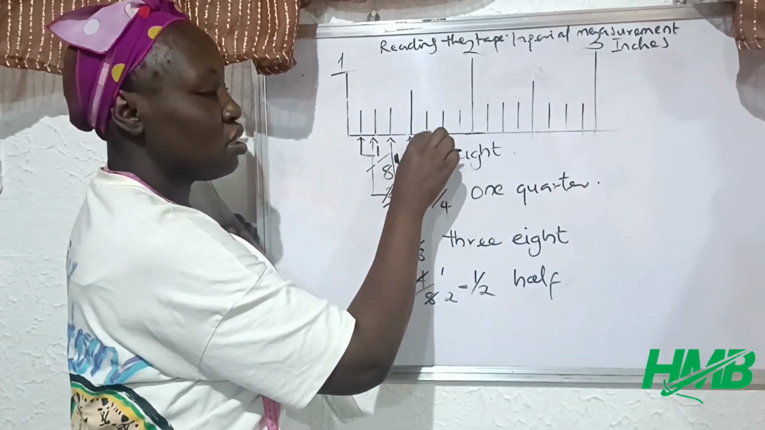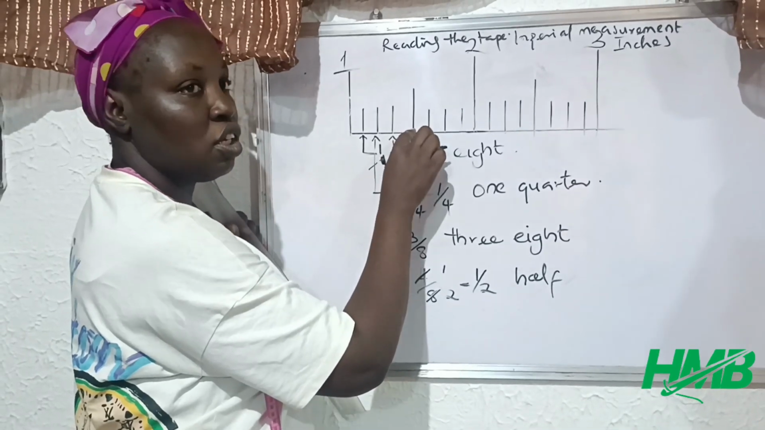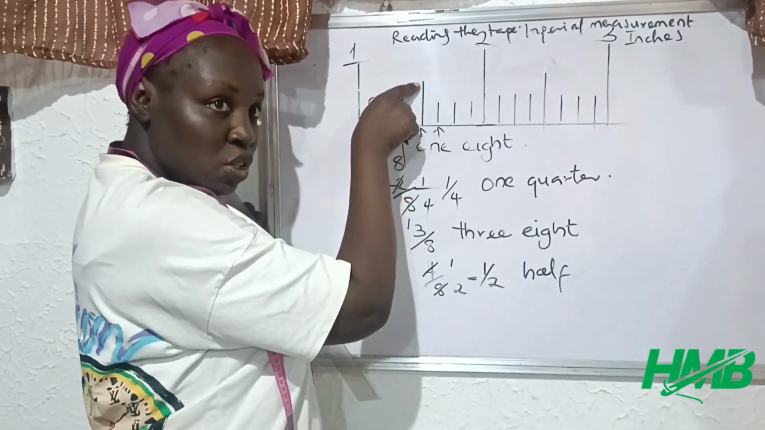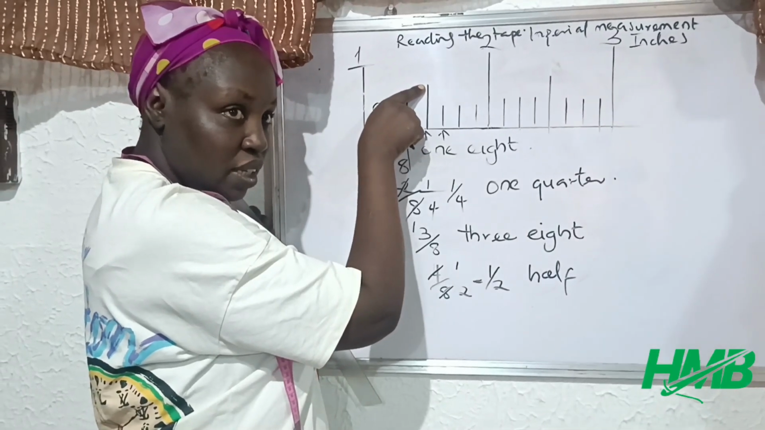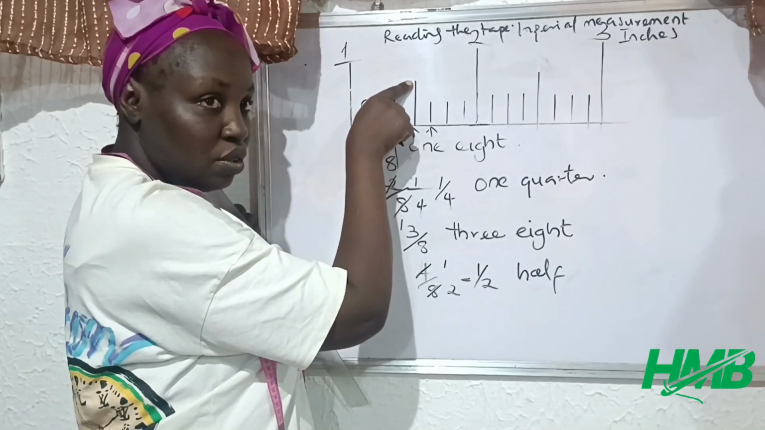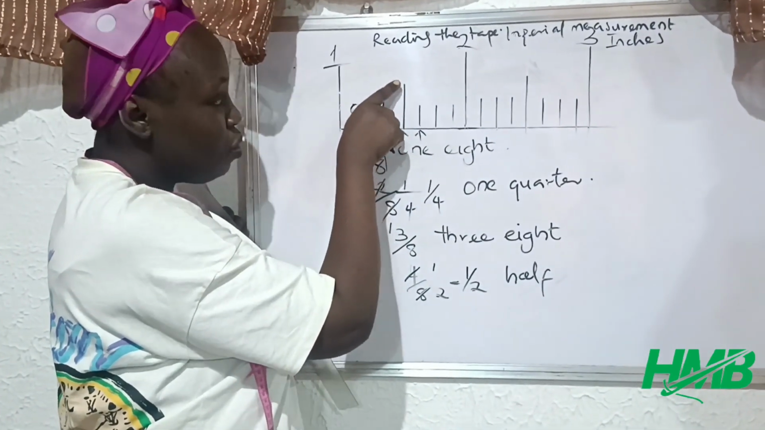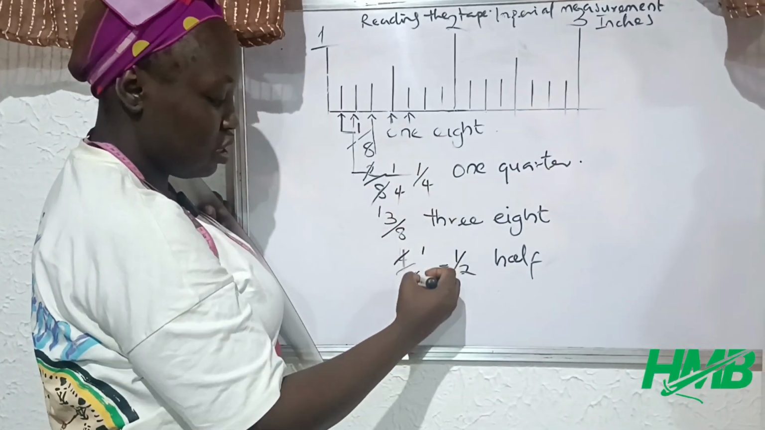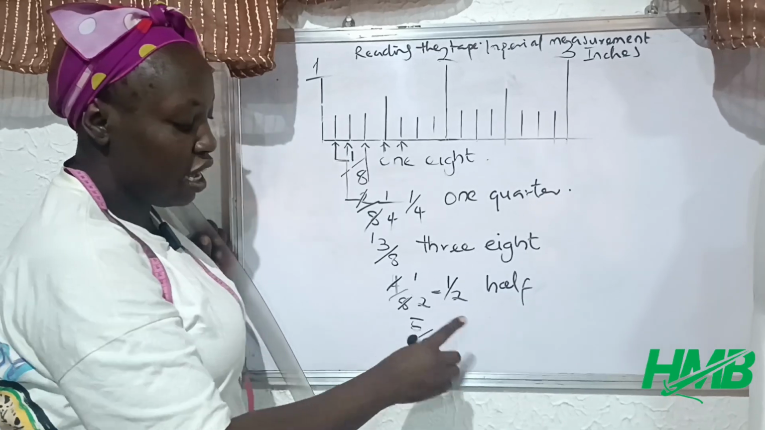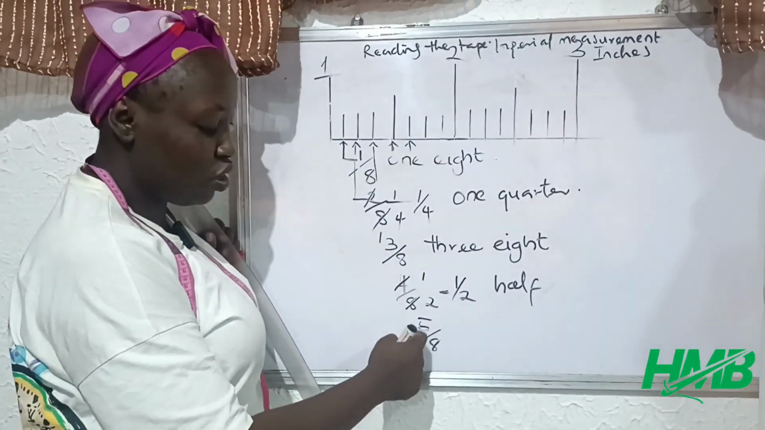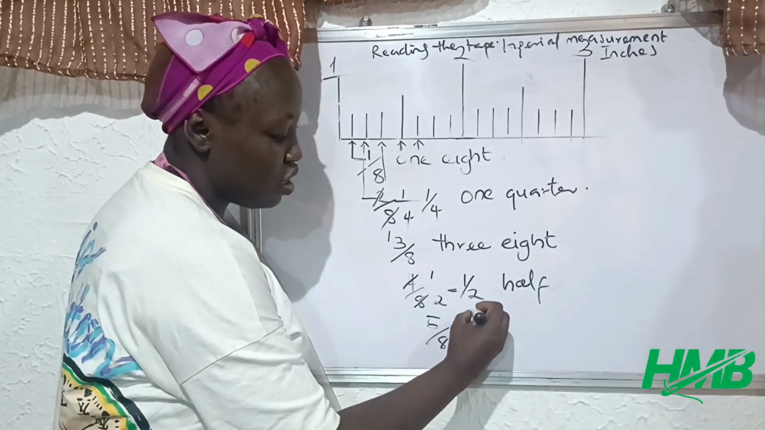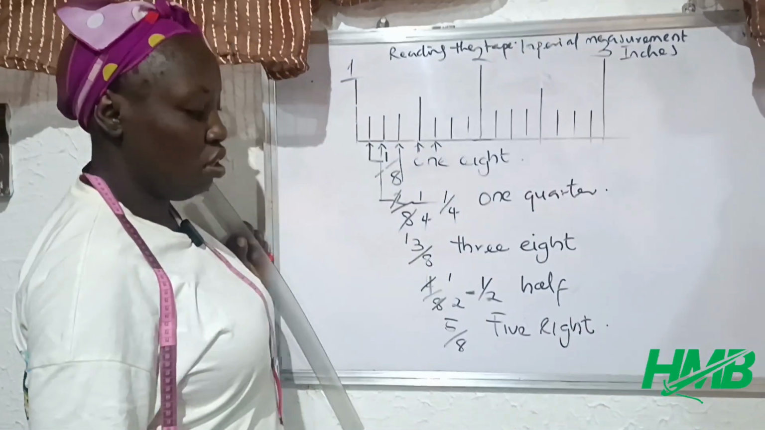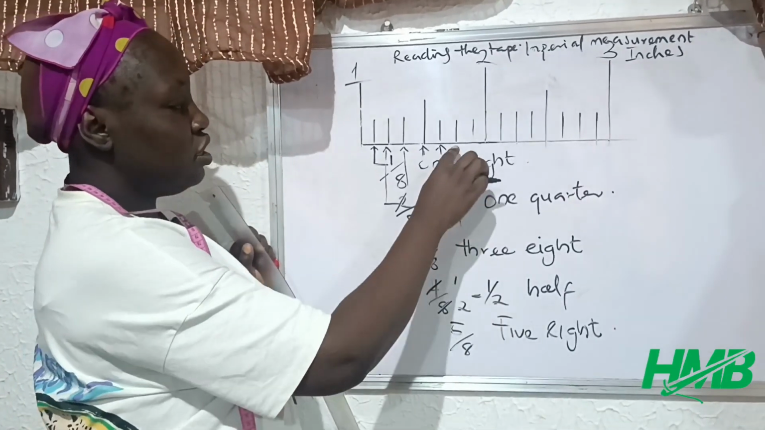Then the next one is what? Number what do we have here? This one, number 4, the long one in the middle, is half. Number what is this? Number 5. So this is 5 over 8. Can this be divisible by any fraction? No, so we leave it as 5/8. Exactly. Then the next one is what?